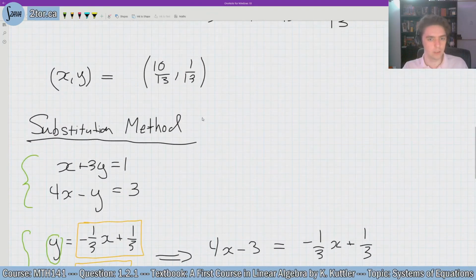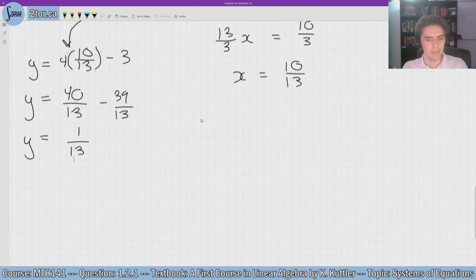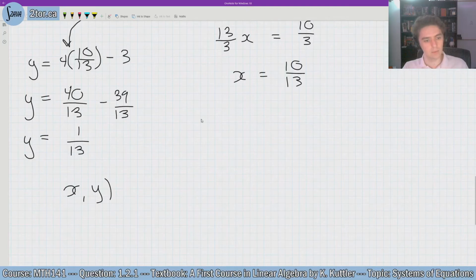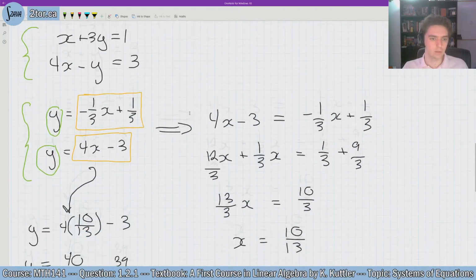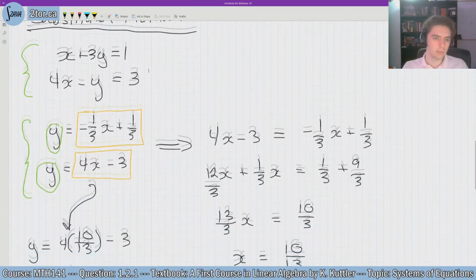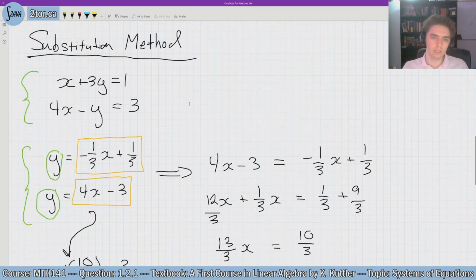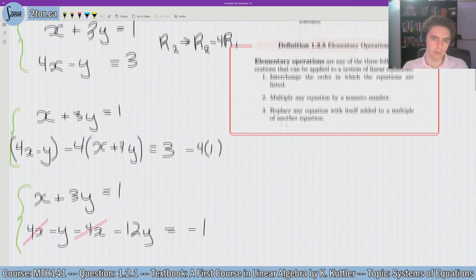And if you look back at our solution, the y value is 1 over 13. And there we go, we get the same answer. (x, y) equals (10 over 13, 1 over 13). And that's the point which lies on both lines, found through the substitution method. Substitution method was a little bit shorter here. It's a good method to use instead of having to think about the elementary operations.